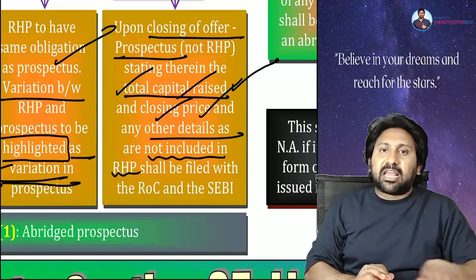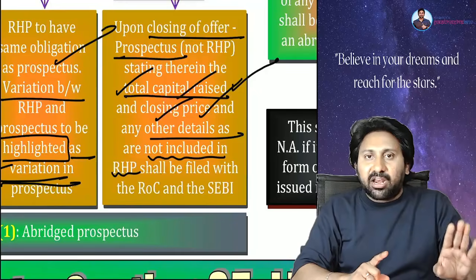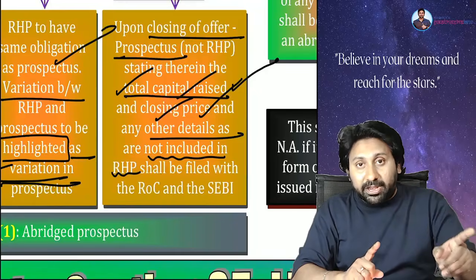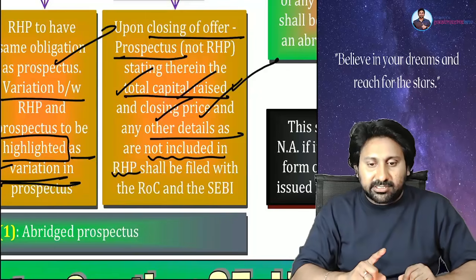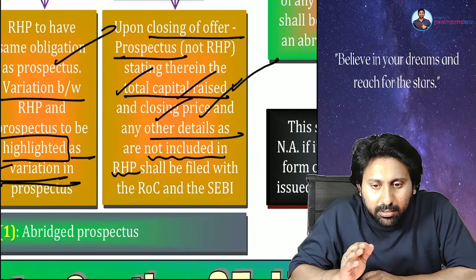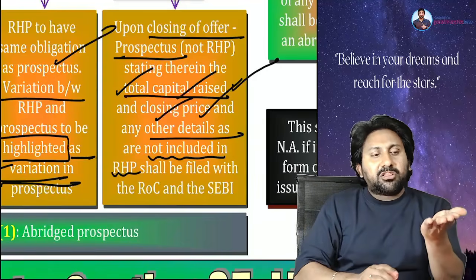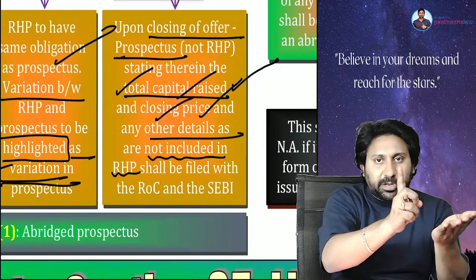Shelf prospectus life is 1 year, not one financial year, not one calendar year. It is 1 year from the date of opening of the first offer of securities. Listening or not, everyone? Next. See, today is the 9th of April. On 9th April, I issued a prospectus, a shelf prospectus.